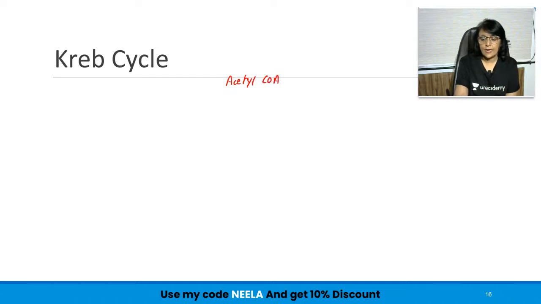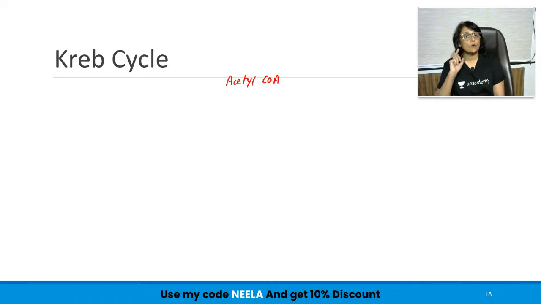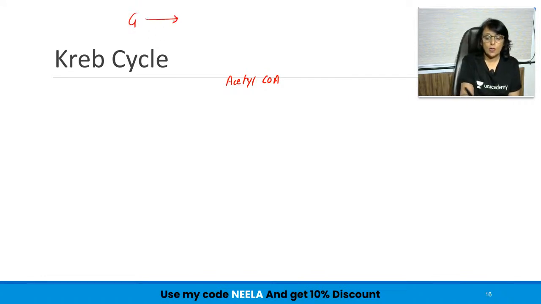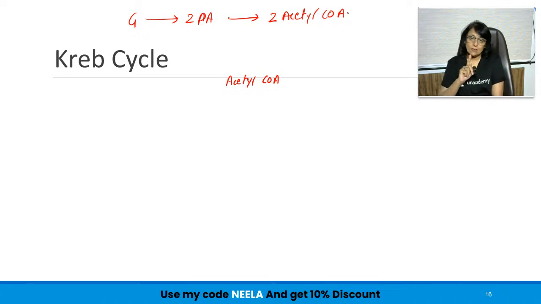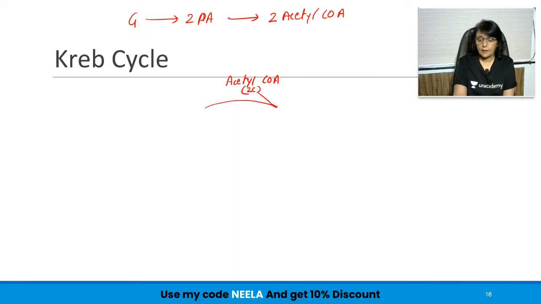Acetyl coenzyme A. From where did we get this acetyl coenzyme A? 1 glucose gave us 2 molecules of pyruvic acid, and 2 pyruvic acids got converted into 2 acetyl coenzyme A's. We are talking about 1 acetyl coenzyme A, and then we will double it. Acetyl coenzyme A is a 2 carbon compound, and it is accepted by a 4 carbon compound. So you will get here a 6 carbon compound, and that is citric acid.